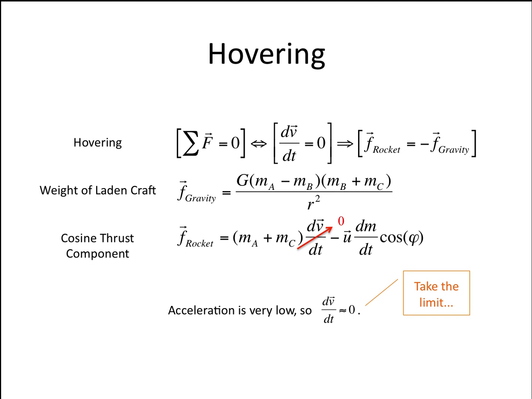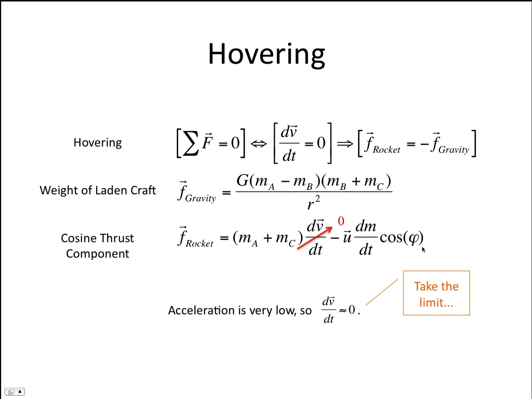So we can look at the weight of the laden craft, the craft laden with ballast, as the force of gravity by Newton's law of universal gravitation is the mass of the asteroid minus the ballast, and the mass of the craft plus the ballast, multiplied together and plugged into the equation. The thrust component of the rocket is given by Newton's second law, which is all spelled out in its full detail here.